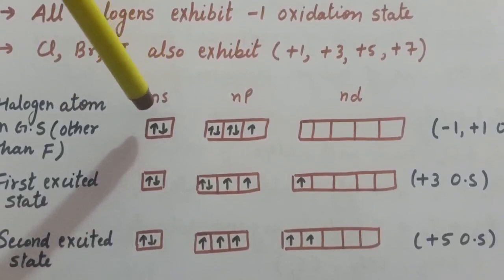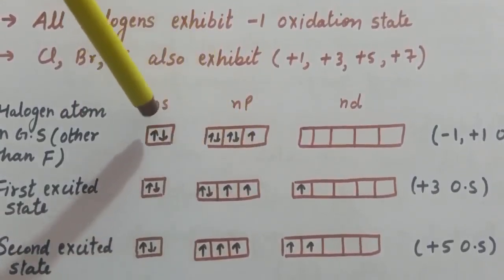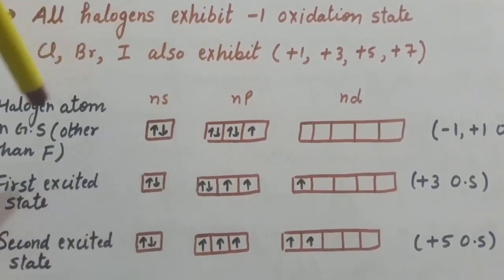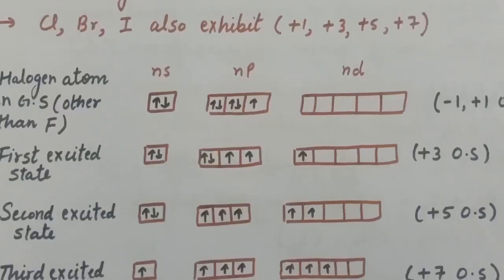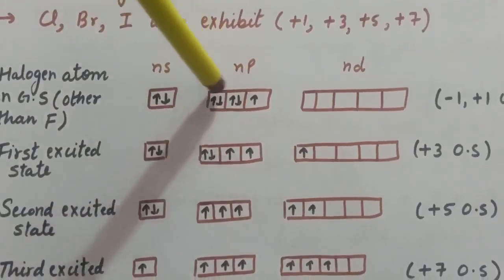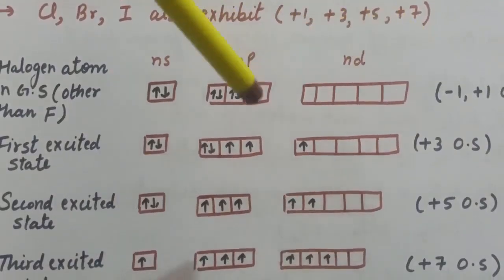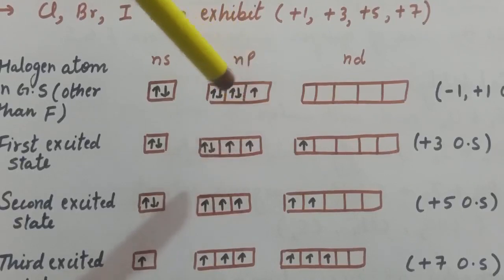Now, this is the valence electronic configuration for group 17, ns2 np5. Here we have a halogen atom in the ground state, other than fluorine. If it accepts one electron, it will show the -1 oxidation state, and if it loses one electron, it will show the +1 oxidation state.